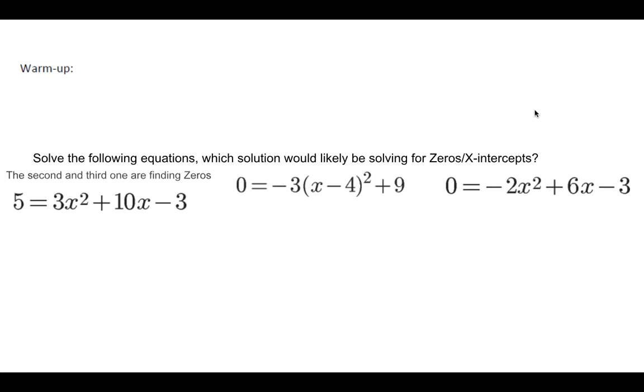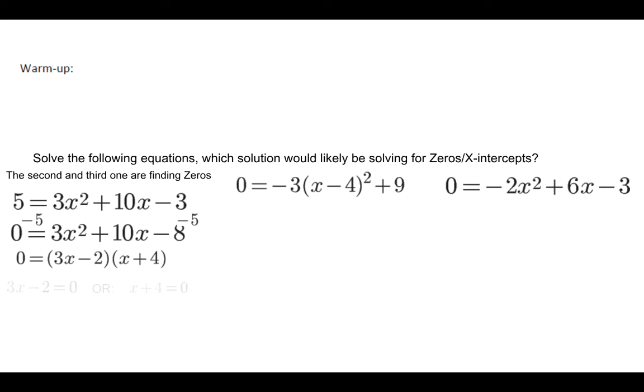For the first one, we're going to subtract 5 and get 0 equals the quadratic. The quadratic formula will work here, but if it factors, that might be nicer. It's quicker, with less room for error as well. So you look at 3x and x, and -2 and 4 to get -8. When you check the middle, you get 12 minus 2, which is 10.